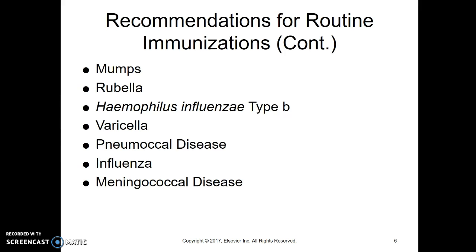Hib, which is Haemophilus influenzae, that's in italics because that's its scientific name, because it's a bacteria. So when you use that scientific name, bacteria are always italicized. Varicella, which is chickenpox. Pneumococcal, influenza being the flu shot, and meningococcal, although meningococcal is really kind of high-risk groups right now. It's not necessarily everyone.